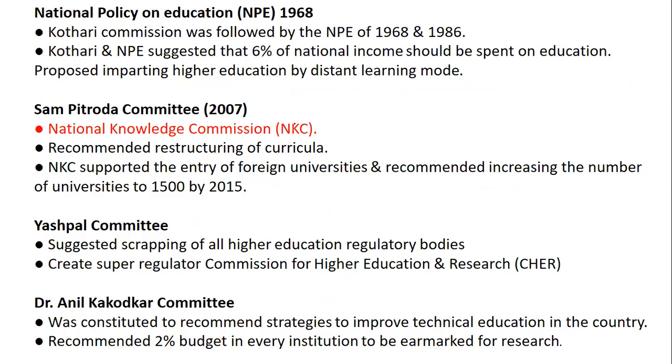Coming up is National Education Policy 1968. Now, 1968 says that the Kothari Commission was followed. After the education policies of 68 and 86, which suggested, yes, again, 6% of national income to be spent on education and imparted through distance learning mode. So it basically took into consideration what? The distance learning mode.